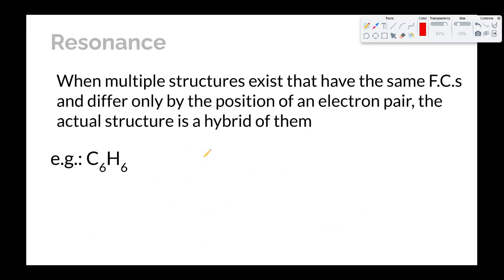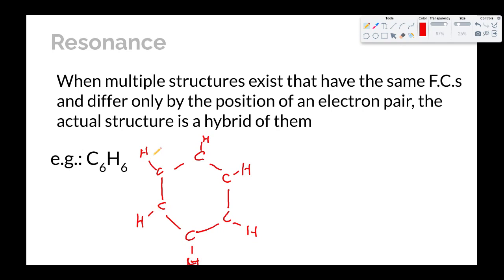Another example of resonance you can see in this compound called benzene. This is a 6-membered carbon ring. So there's a hydrogen attached to each carbon in this ring. And it alternates between double bonds and single bonds, like this. So each carbon's making 4 bonds. That's a formal charge of 0. Each hydrogen is making a single bond. That's a formal charge of 0.